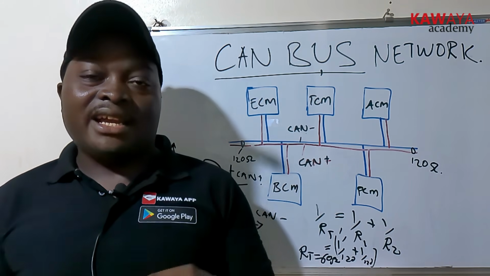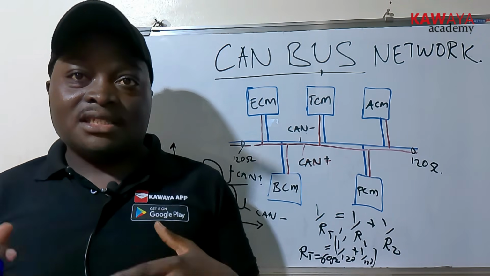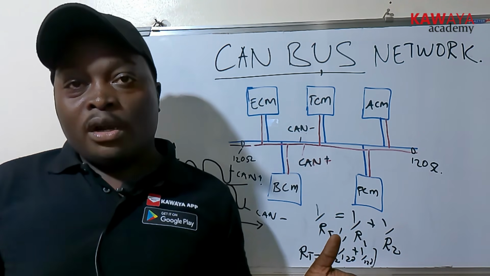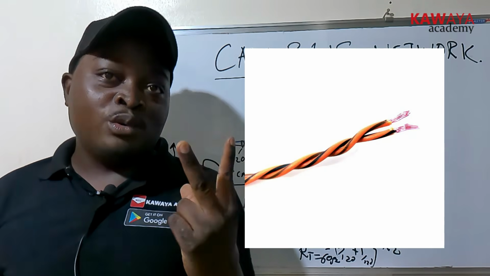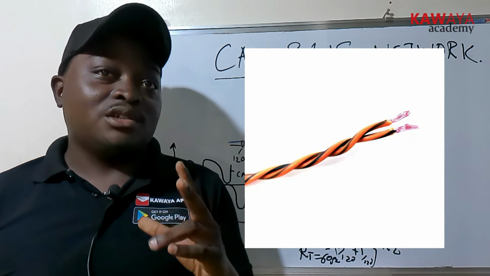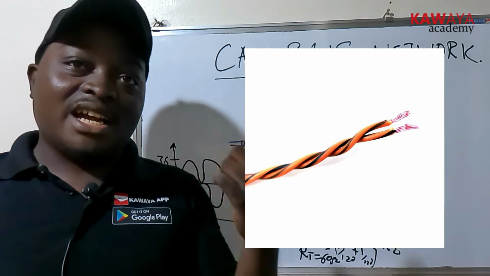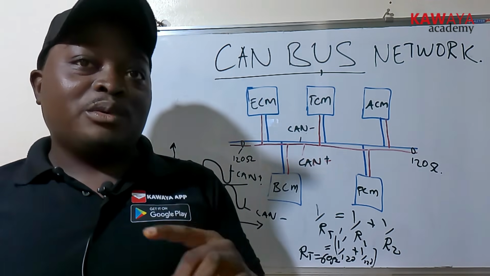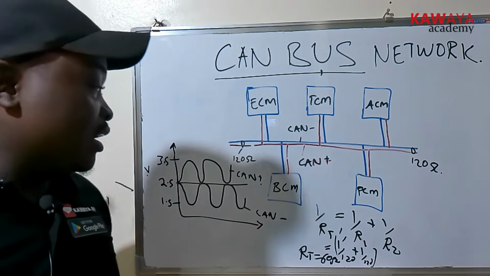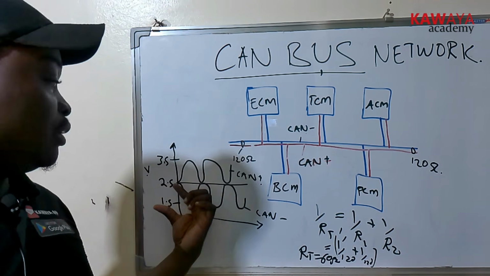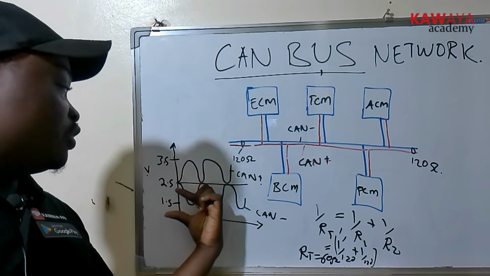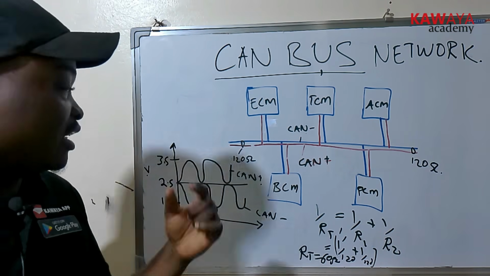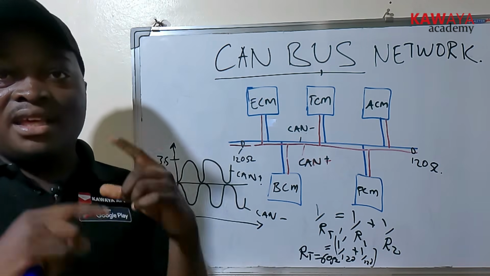If you want to physically access CAN bus network wires, when you go to the vehicle, probably from one ECU to another, you will see two twisted wires. One of them is CAN high and the other is CAN low, and you can identify which is which. If the system is active, the one that has voltage fluctuating between 2.5 and 1.5 is CAN low. The one that has voltage from 2.5 to 3.5 is CAN high.